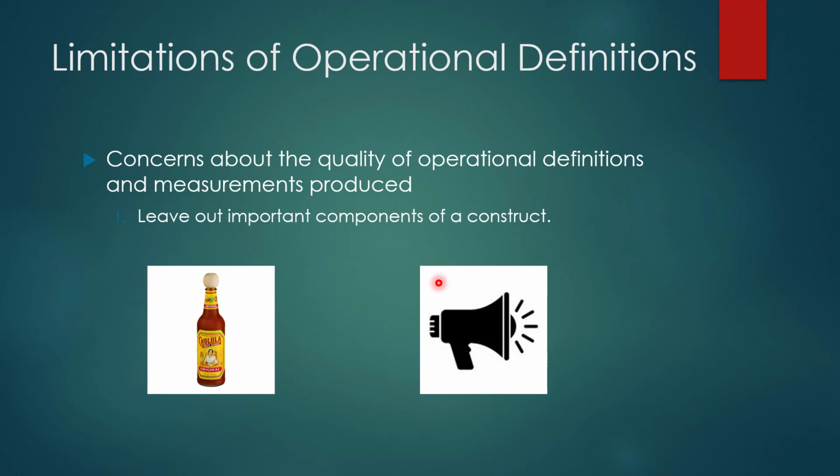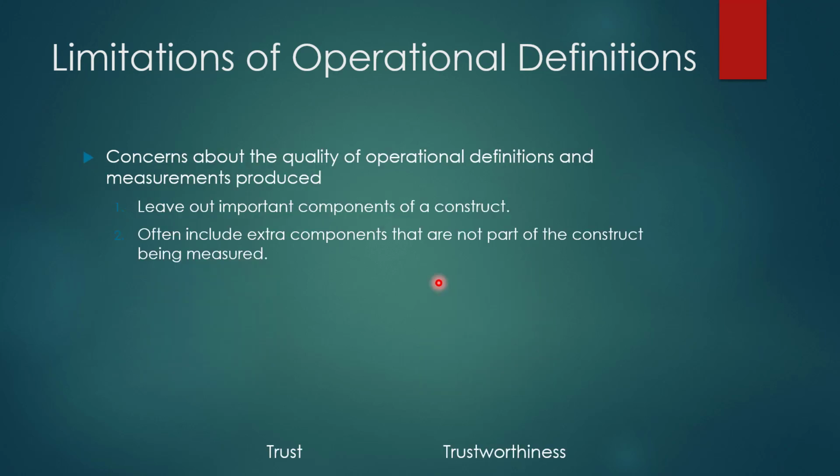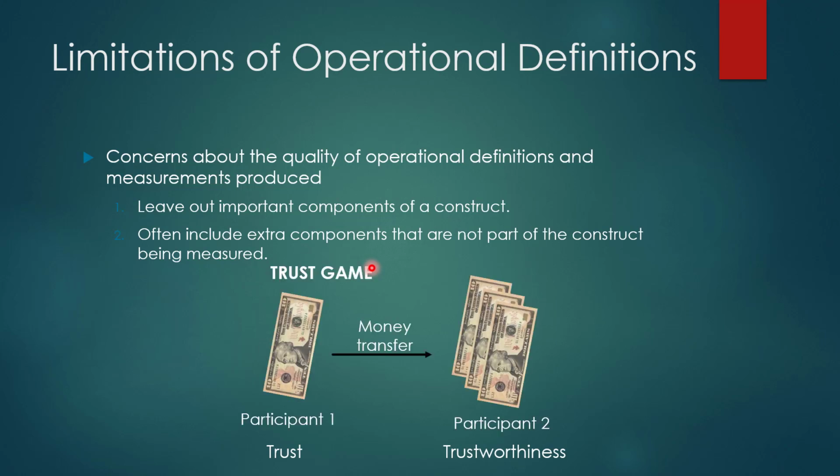So is this aggression, or is it competition? Because the first and the fastest to the button gets to deliver the blast. So again, sometimes they include extra components that are maybe not part of the construct being measured.